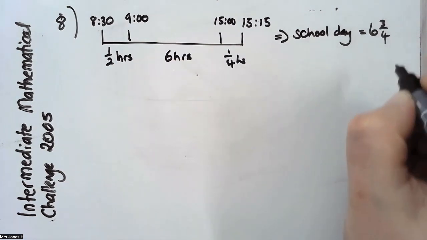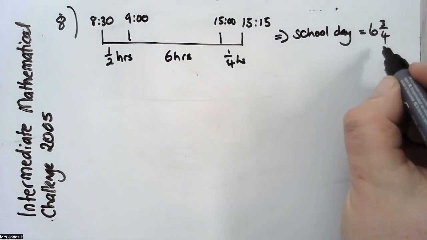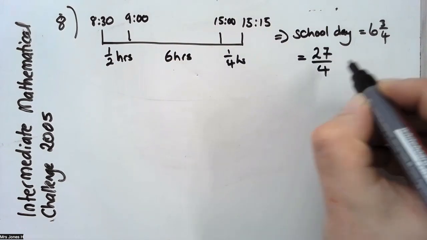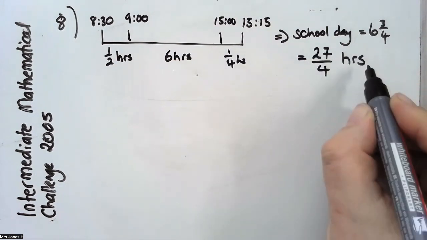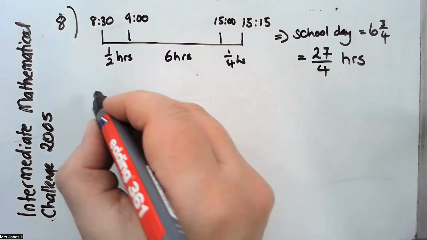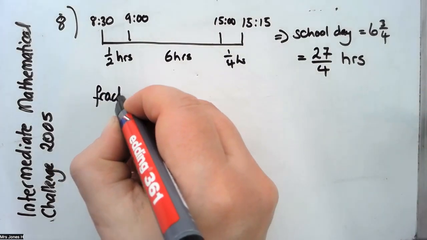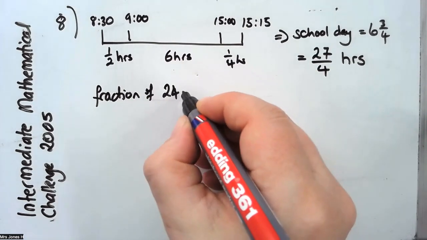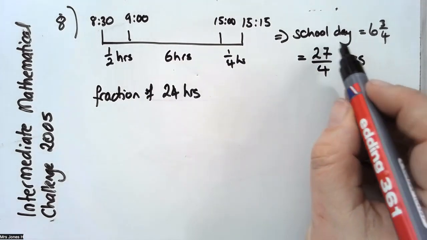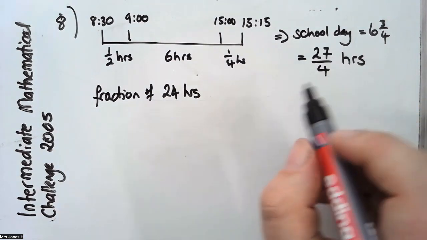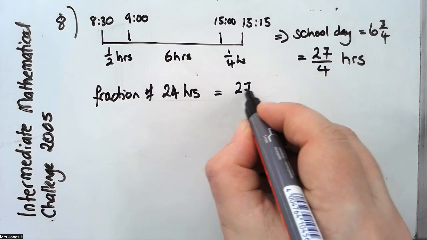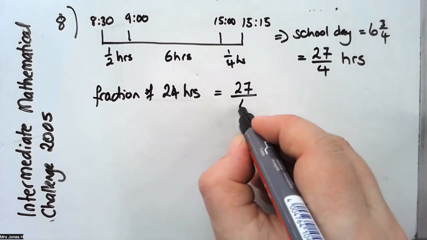is 6 3/4 hours. This is a mixed number, so I can turn it into 27/4 in terms of hours. So we're looking at the fraction of 24 hours. And you see, because I've made it into a fraction, it means that it now is more straightforward to be able to say 27/4.